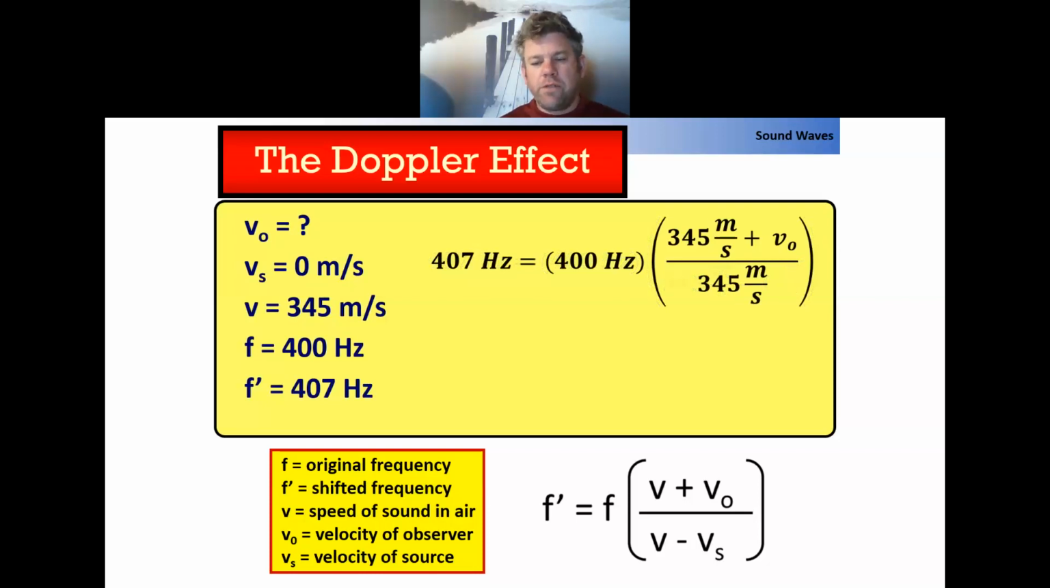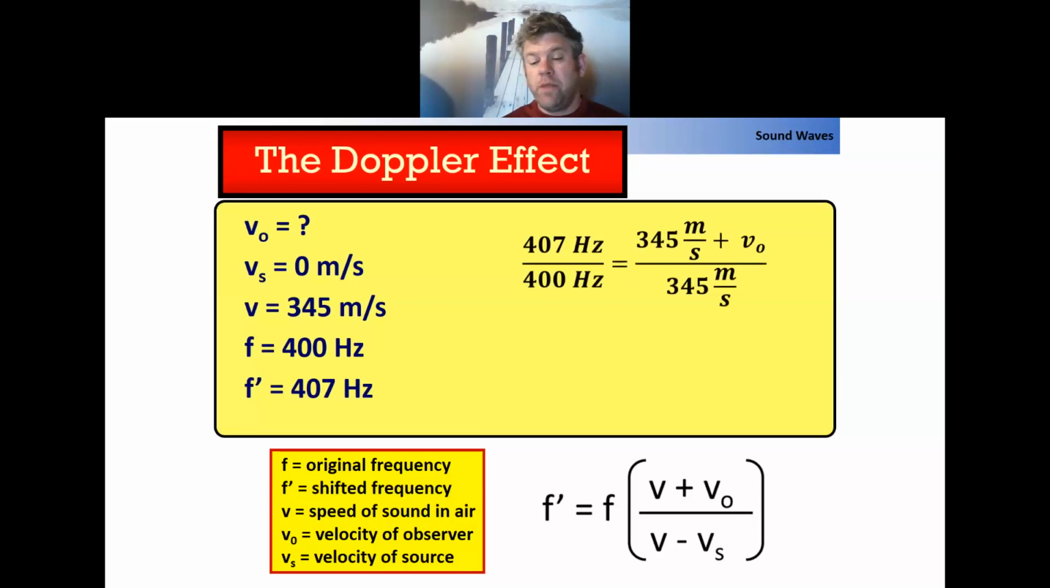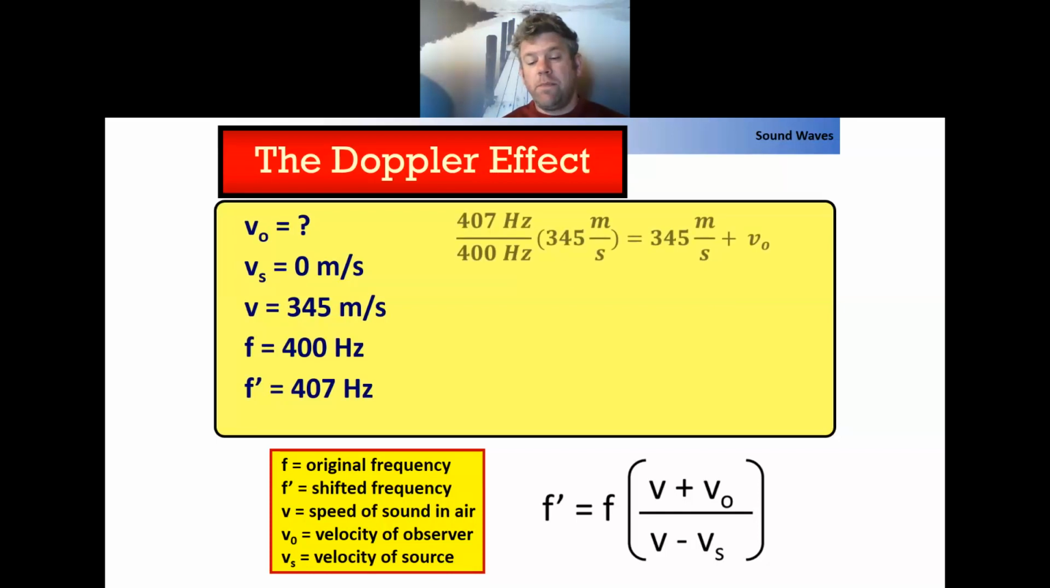First things first. Now the physics is done. This is where algebra can become our greatest weakness, right? If I want to isolate VO, I'm going to divide by 400 first. So now on the right side, I've got (345 plus VO) divided by 345 equals 407 divided by 400. Now you can cross multiply, divide, do all that sort of stuff. I'm going to multiply both sides by 345 to get that right side all by itself. There we go. So 407 over 400 times 345 equals 345 plus the velocity of our observer.